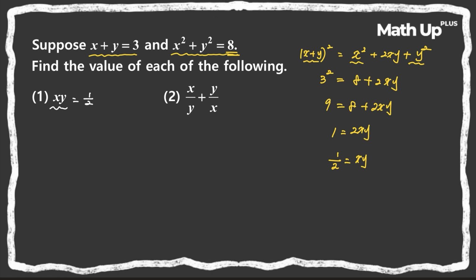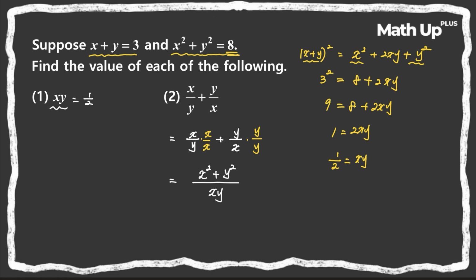The second one, we have x over y plus y over x. In order to add them together, we're going to have to make the common denominator, right? So that is equal to, we have x over y plus y over x. I'm going to multiply by x here, y here. So the common denominator is xy. So the denominator is xy, and the numerator is x times x, x squared, plus y times y, y squared, right?